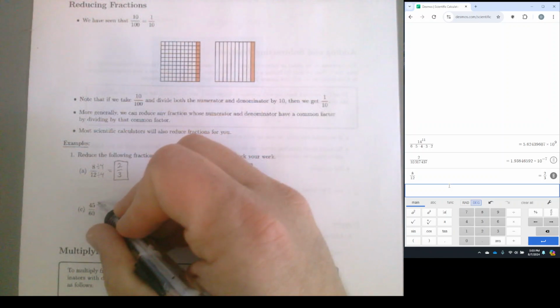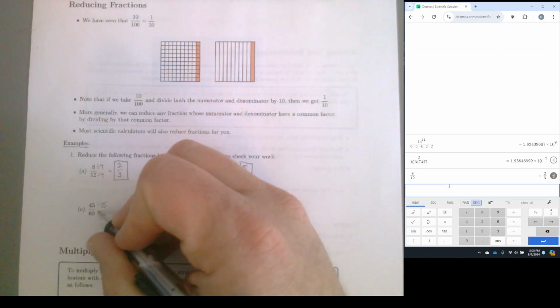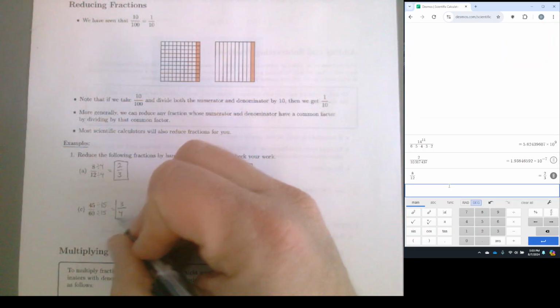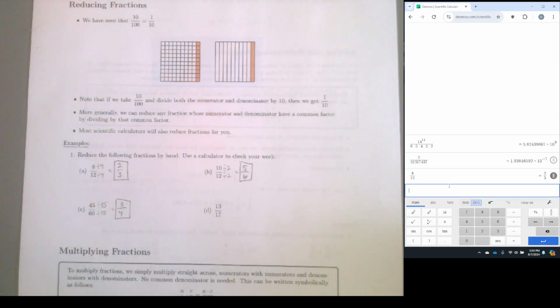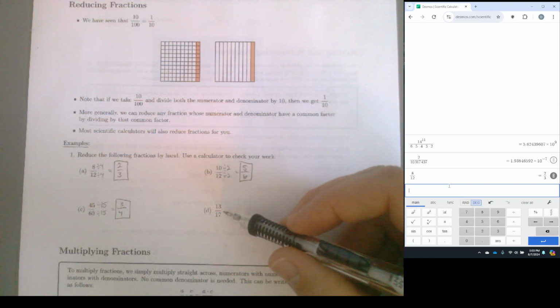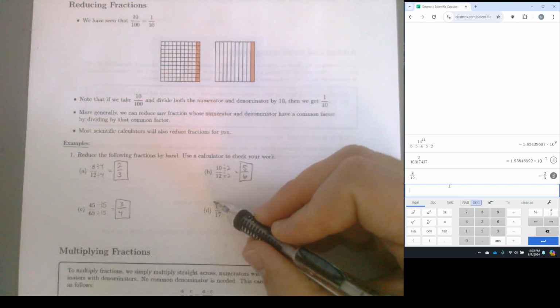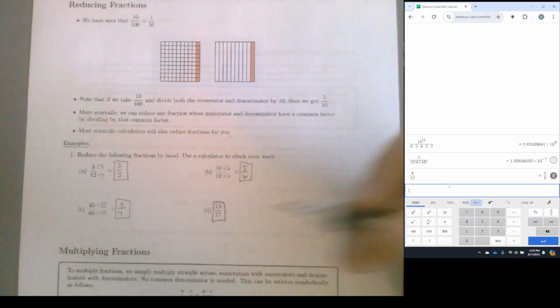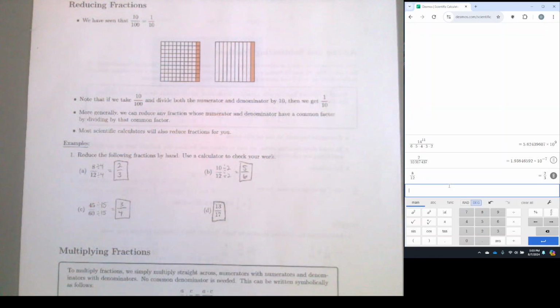Here I think it would be 15. 15 goes into 45 3 times, and it goes into 60 4 times. And here, this is already in lowest terms. This will not reduce any further. There is no number that goes into both 13 and 17 without remainder.